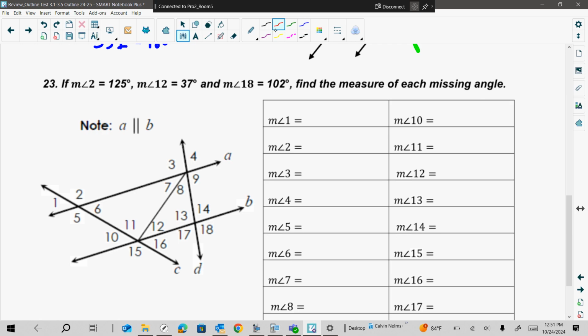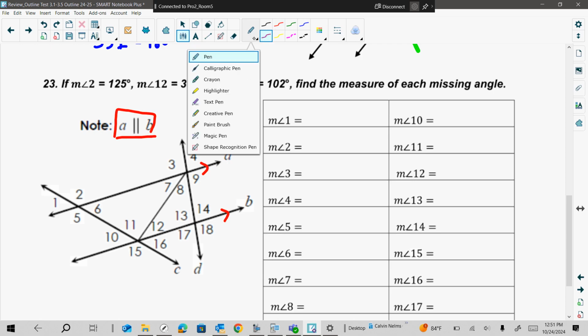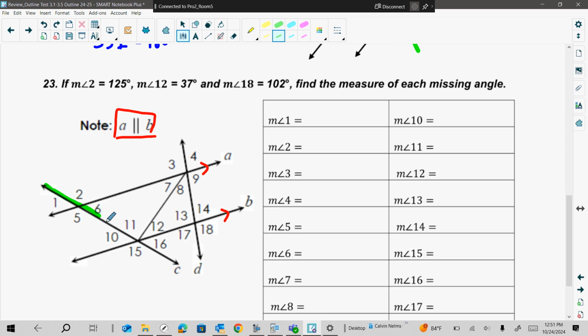Okay, here, they're telling us A is parallel to B. So I'm putting the arrows here. And we have three transversals, guys. This is one transversal. This is another transversal. And then your diagonal, oops, I meant to do a different color. This is also a transversal.